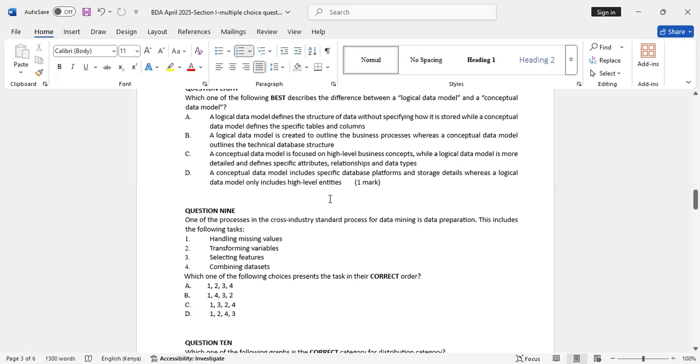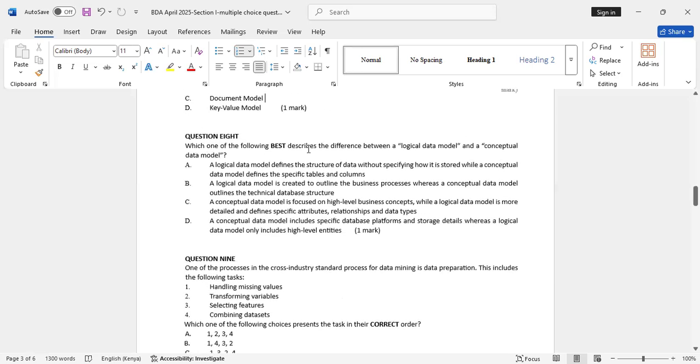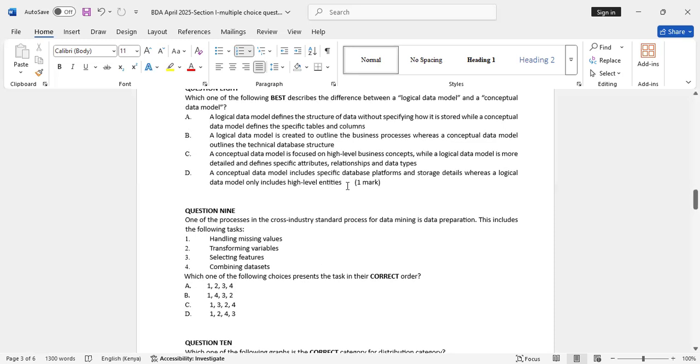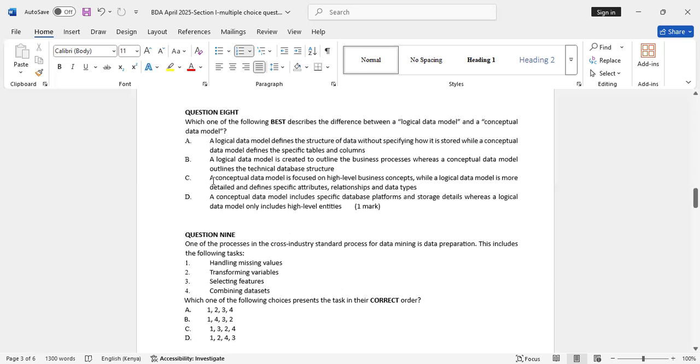A conceptual data model, because the question says best describe, yeah? Yeah, best describe. So D: a conceptual data model includes specific database platforms and storage details. A conceptual model does not deal with storage. Storage is the physical data model. Yeah, so automatically I'll cancel that. So the correct answer here was C.